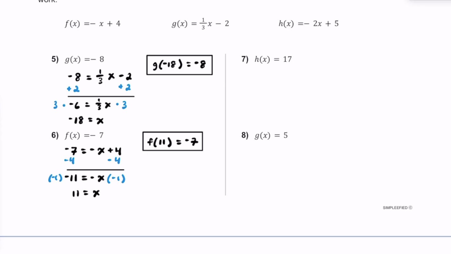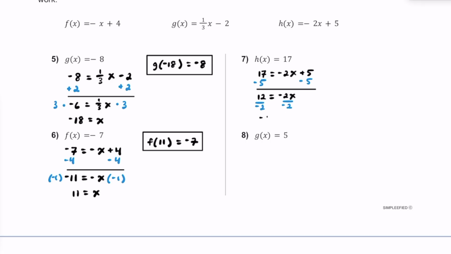For number 7, we have h of x is equal to 17. So we're going to use this h of x function right over here. We know h of x is 17. We're going to find out the x value where that happens, right? So we have 17 is equal to -2x plus 5. All right, so we have a two-step equation, just like the last couple examples here. Let's take away 5 from both sides here. If we do so, 17 minus 5 is going to be 12. So 12 is equal to -2x. And let's divide both sides by -2.